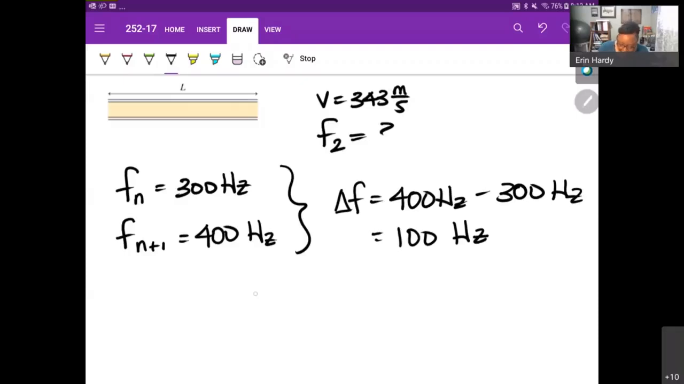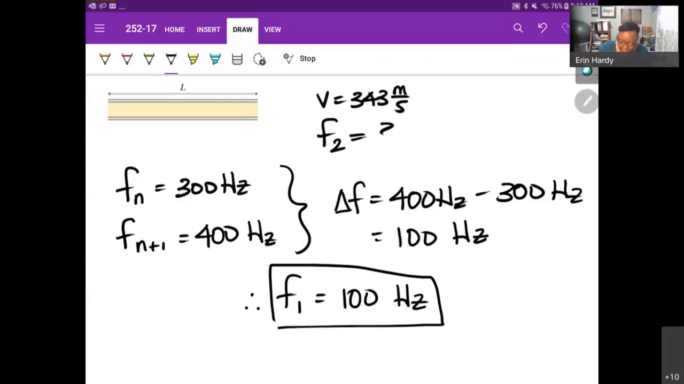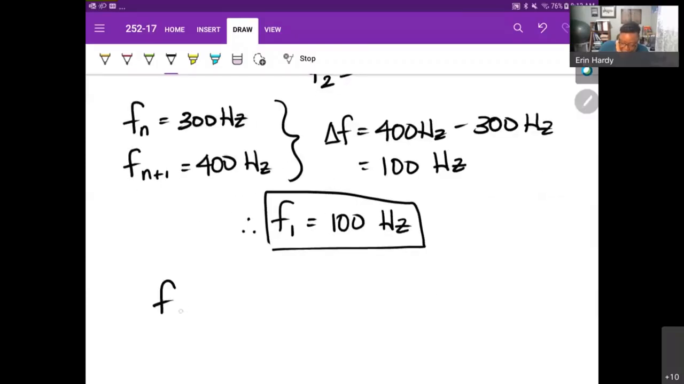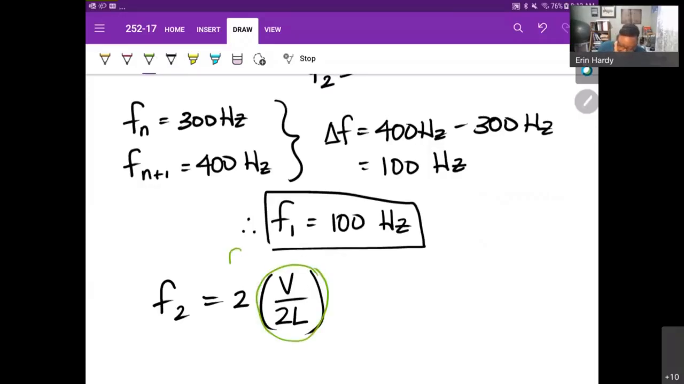So the takeaway here is that f1 is 100 hertz. Knowing that, we can go right to this expression here. f2 is equal to 2 times v over 2L, and the v over 2L is just another way of expressing f1. So all we need to do here is take 2 times 100 hertz. f2 is 200 hertz.